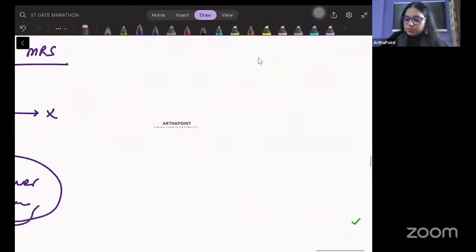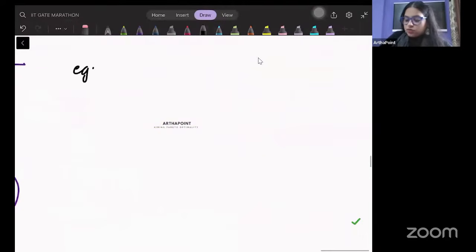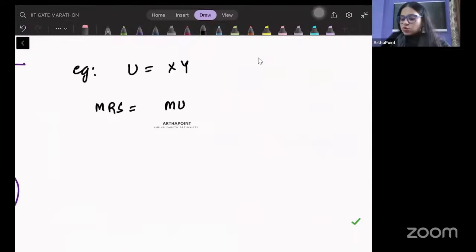Take an example. I will give you a simple example. U is equal to xy. What is my MRS in this case? MRS is going to be MUX by MUY. When I differentiate this function with respect to good X, I will get Y.